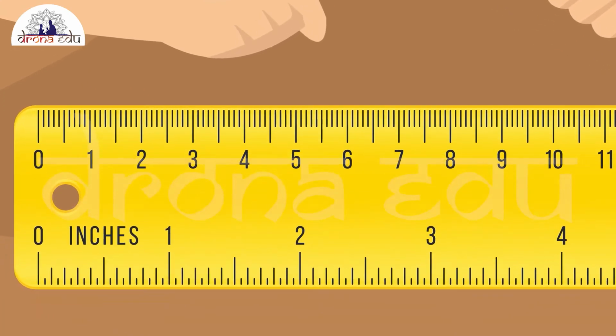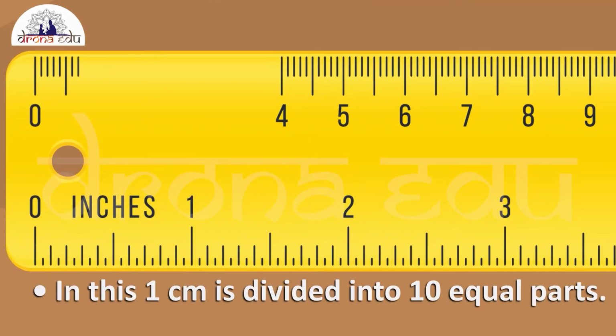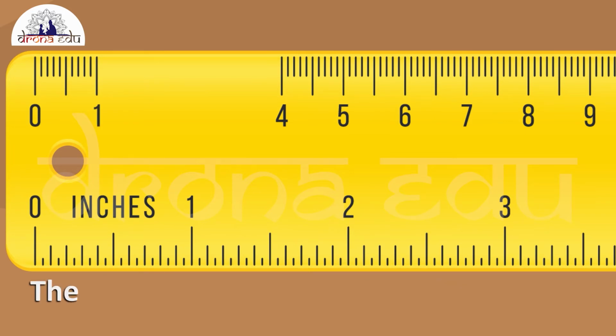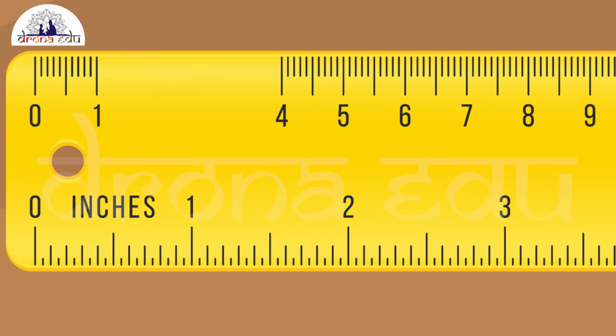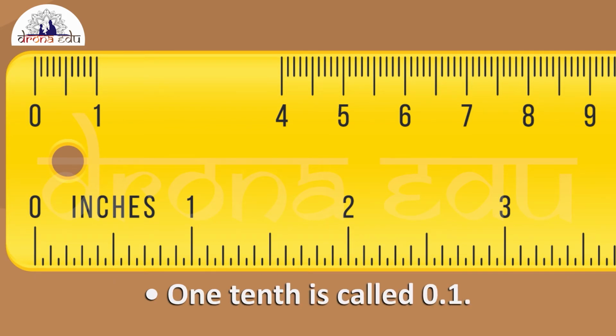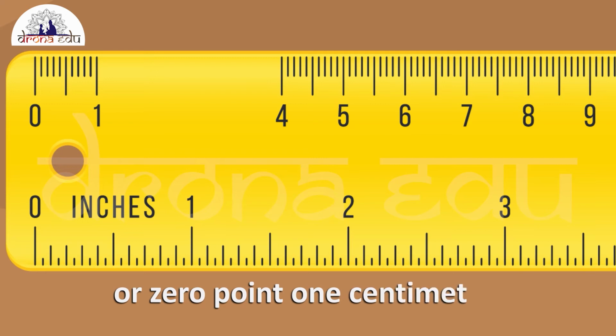We all know that 1 centimeter is divided into 10 equal parts. Therefore, each part represents 1/10, where 1/10 is called 0.1, right? So it is read as 0.1 centimeter.